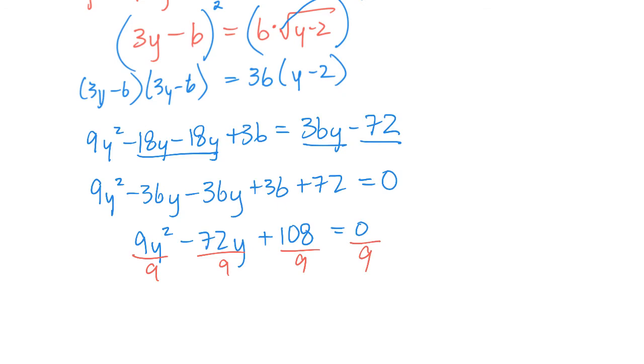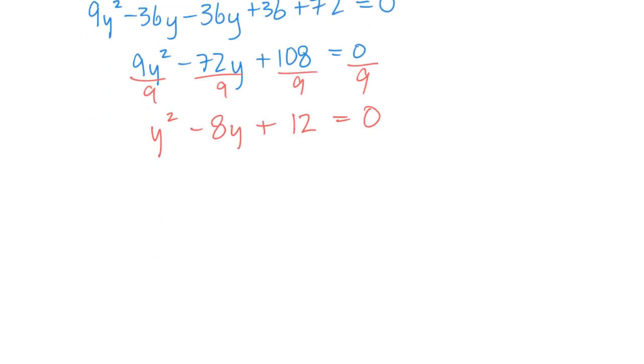Notice everything, including the right side. So I'll just have y squared minus 8y plus 12 is equal to 0. Almost done. Two things that multiply to 12 and add to 8. I'm thinking 6 and 2. Is that right?